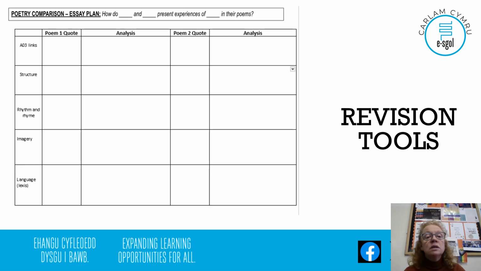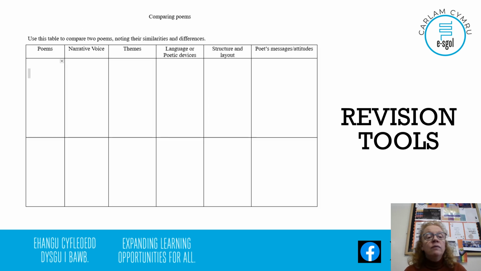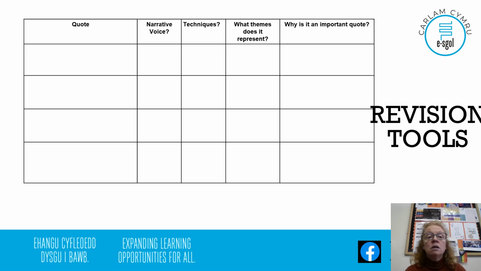Other revision tools, so this will be a comparison. How do Larkin and Duffy present experiences of loss in their poems? And then you've got the table there to look through, and you'd be thinking about quotes, analysis, and links. And then this is another way of comparing poems. You could look at the two different poems that you've got, look at the narrative voice, the themes, the language and the poetic devices, the structure and layout, the poet's message. So different ways that you can revise and different tools that you can use to help you revise.